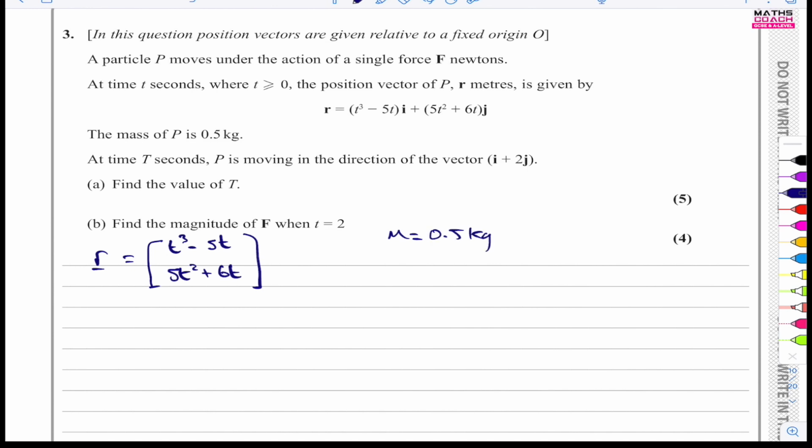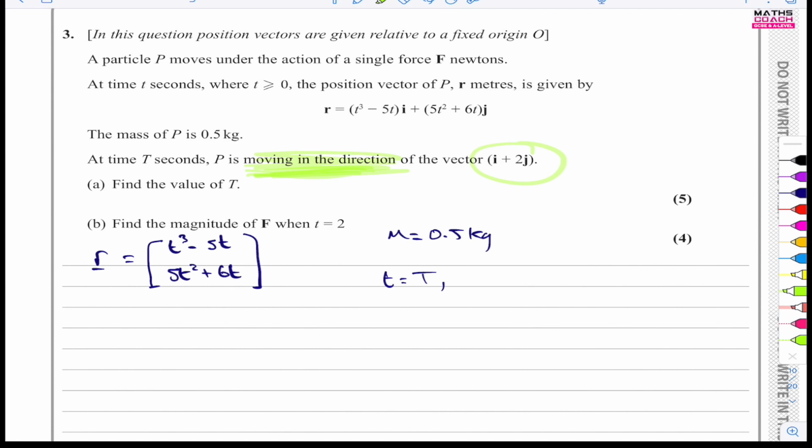At time t seconds, P is moving in the direction with that vector. So when t equals t, we're not given the magnitude. We're given the direction it's moving along. It's moving in the direction given by the vector i plus 2j.